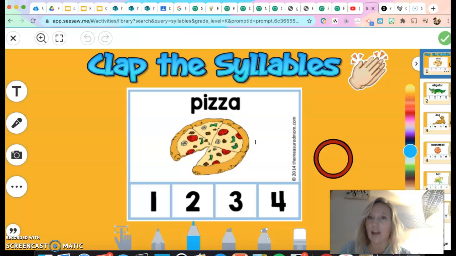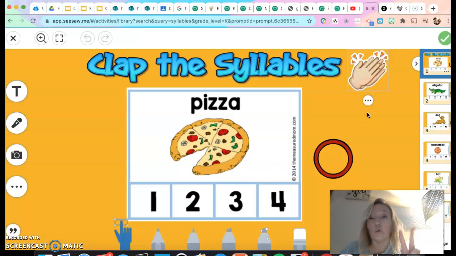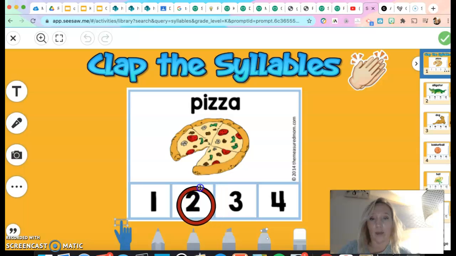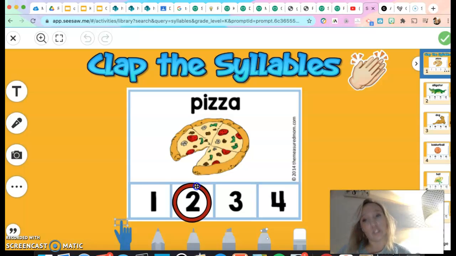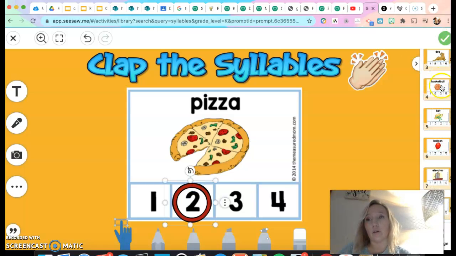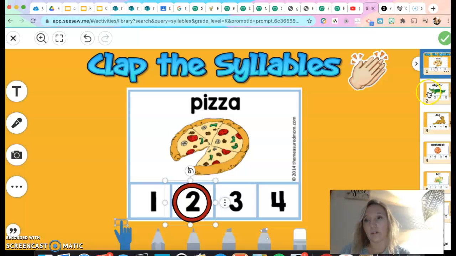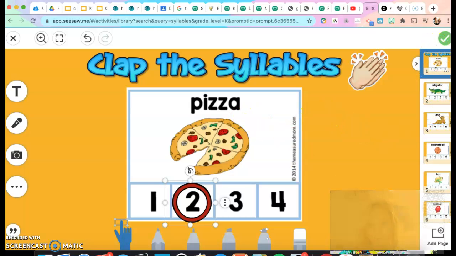What is that a picture of? Pizza. So how many syllables are in the word pizza? 2. So what you would do is take your ring right here and drag it and put it over the number that shows how many syllables. So for the first one, the number 2. And then you would go along and do all of these other pages on the side. That is it.